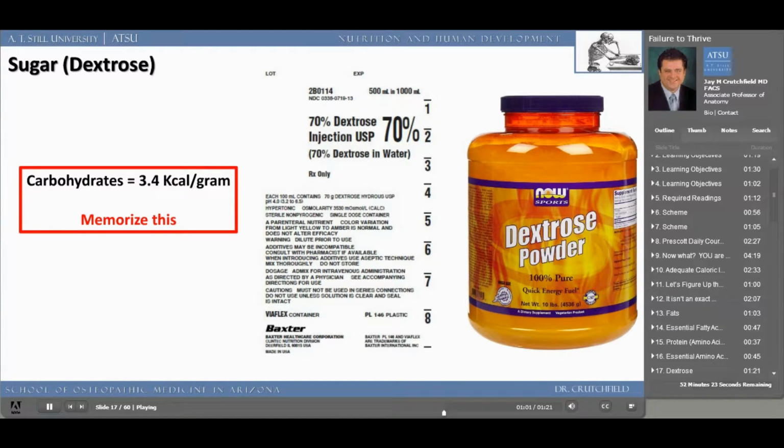So far, I've asked you to memorize 4 numbers. 25 kcals per kilogram per day as the amount of basal metabolic energy. Carbohydrates, 3.4 kcals per gram. Proteins, 4 kcals per gram. And fats, 9 kcals per gram. Once these are in your memory banks, the rest of it gets easy.